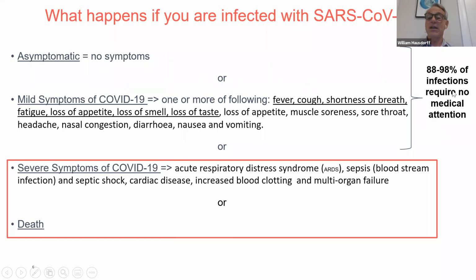But as you can see on the right here, almost 88 to 98% of infections, people don't go to the doctor. It doesn't mean they have no symptoms, but they don't have enough to say, I need to go to the doctor. So this is a small percentage. I mean, 2 to 12% go to the doctor. And of those, a much smaller percentage actually have these severe symptoms. And that's, of course, what we're most worried about.